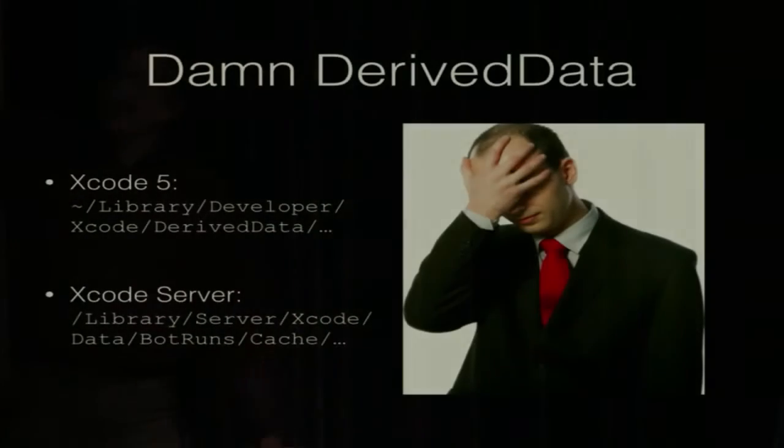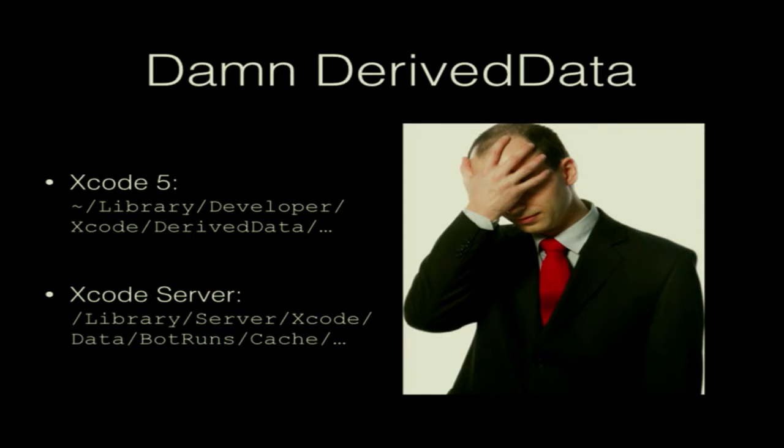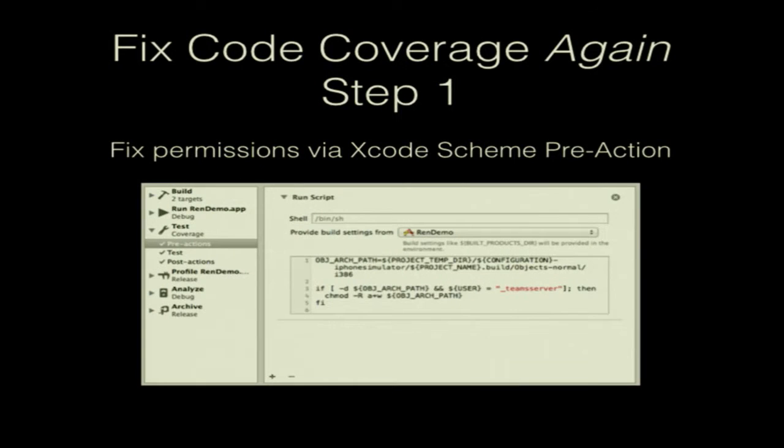In Xcode Server, they're in some crazy data directory under library server, Xcode, data, bot runs cache, some GUID, derived data, everything else. And they're owned by the user who's checked them out and built them, which is the Team Server user. You can all guess what the default permissions for that directory are. So when the XCS test user tries to run its test and write files into that directory, you get a permission problem. So we need to fix code coverage again for the server.